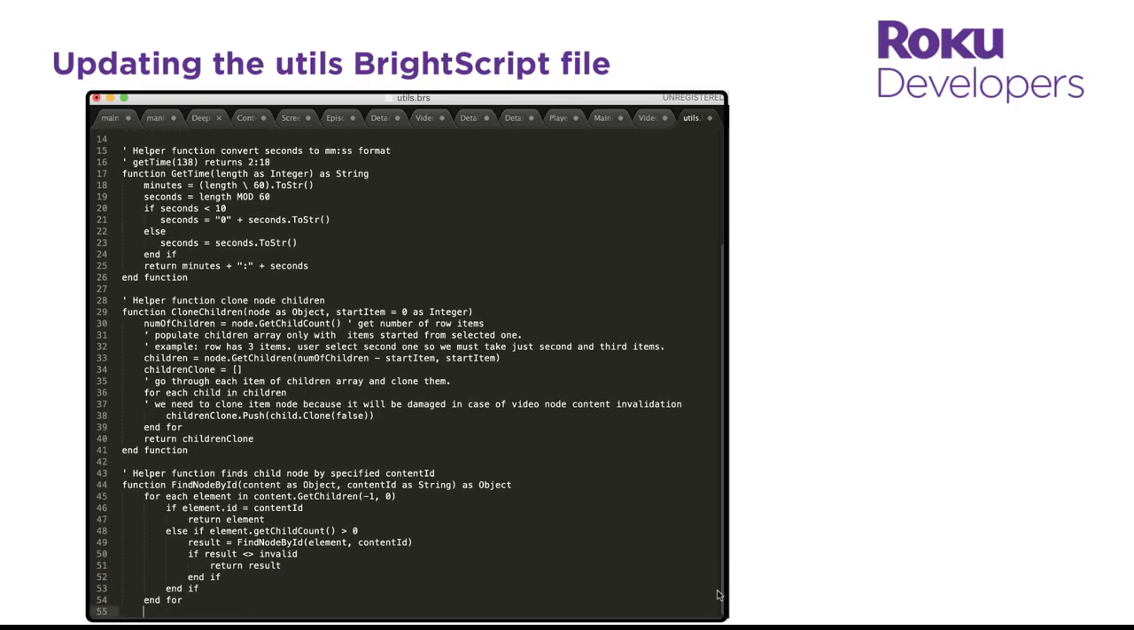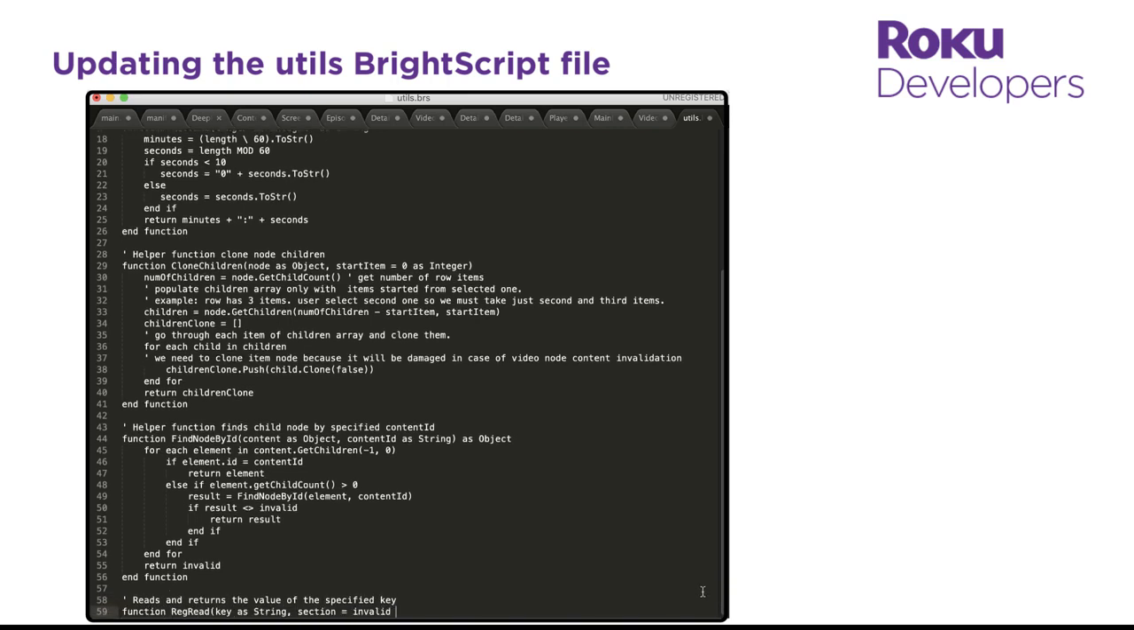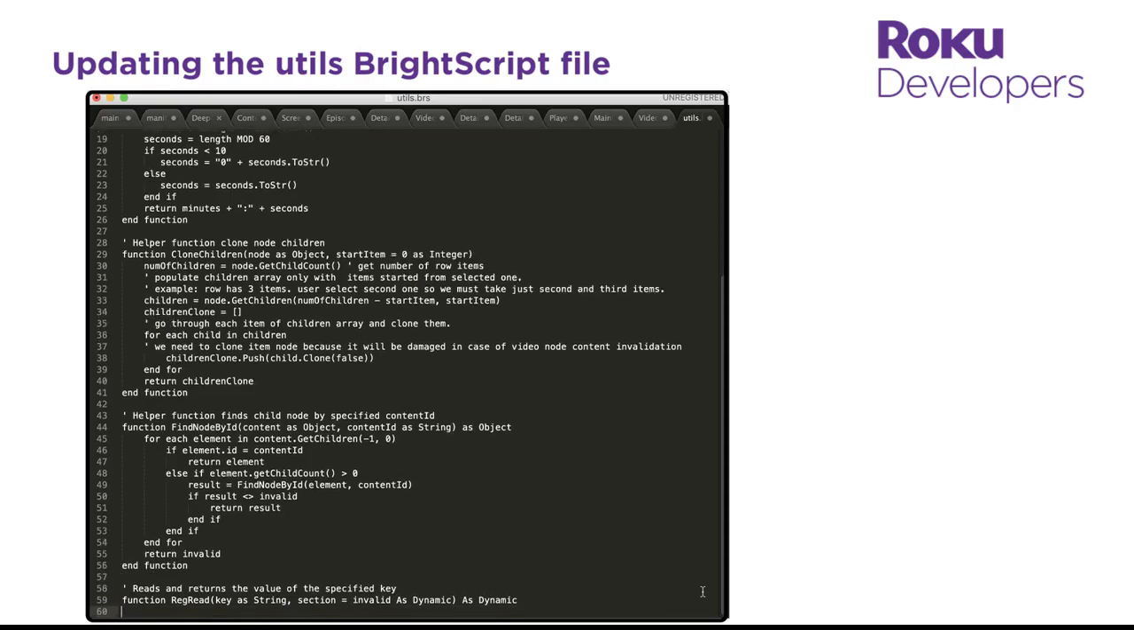Next, let's create the regRead method, which is the first of our 3 methods for managing bookmarks. It takes a registry key and a registry section, which is set to invalid by default, and it returns the value stored in the specified key. In our case, the value is the current playback position of a video.